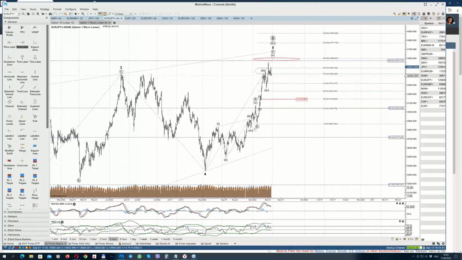Micro count for this wave scenario: 1, 2, 3, 4, and 5, corrective pullback, and now 1, 2, 3, 4, and 5 may be considered completed. 14,600 was the ideal target. We are not yet out of the woods, and the pair still could extend higher, but below 14,142, I will be able to consider we have a very meaningful high in place.